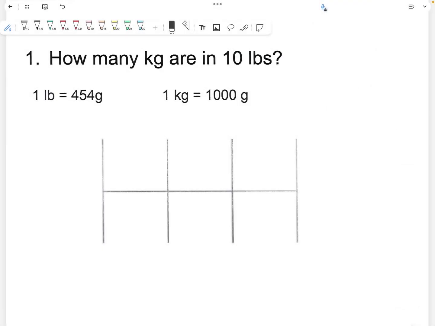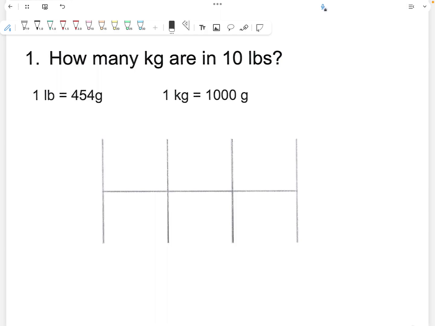All right, everybody. It is Monday, and tomorrow you've got a quiz over dimensional analysis and, excuse me, density, calculating density. Well, so here we are. This is what you did today, and so what I want to do is go through how to solve these. So the first question is how many kilograms are there in 10 pounds?